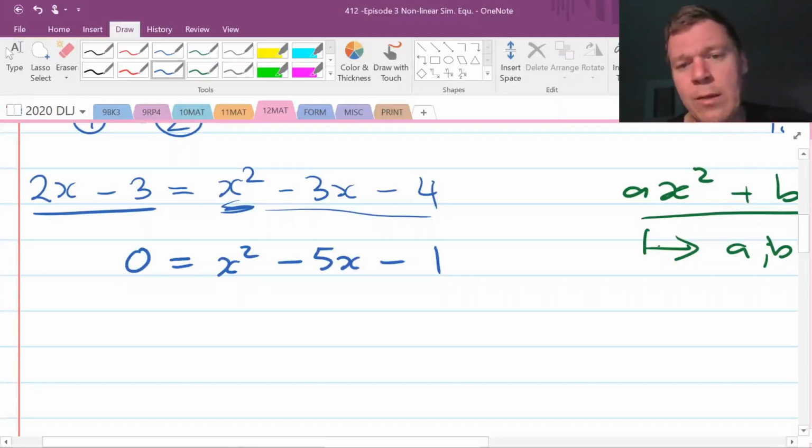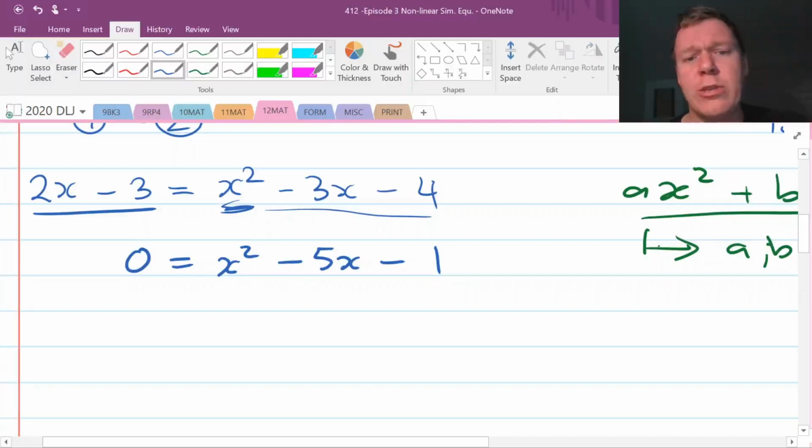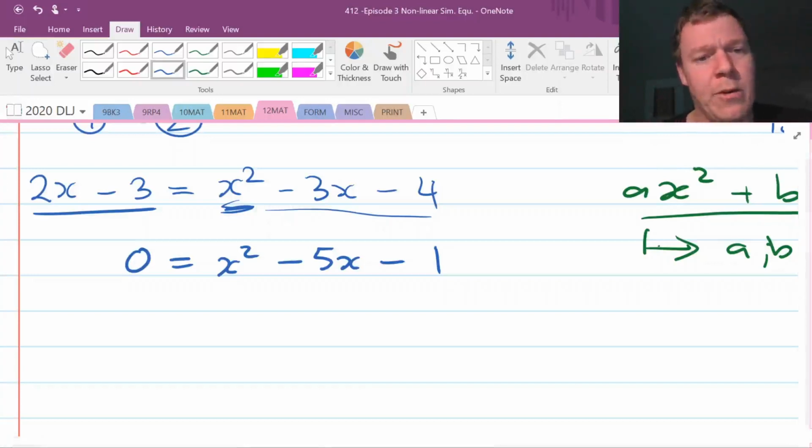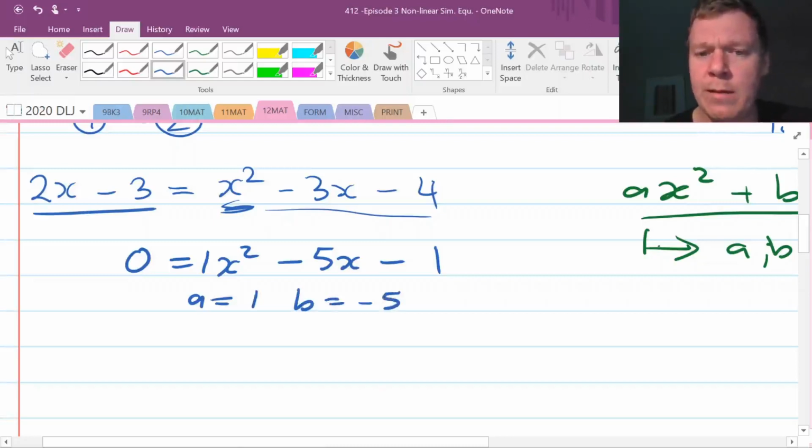Right away you can see that there's no real factors of negative 1 that are going to easily add to minus 5, so we're going to have to use the quadratic formula at this stage. Sometimes you get nice whole numbers as your answers, but not on this occasion. Remember there's an invisible 1 there. That'll be our a, so for our quadratic formula, a is going to be 1, b is going to be negative 5, and c is also going to be negative 1.